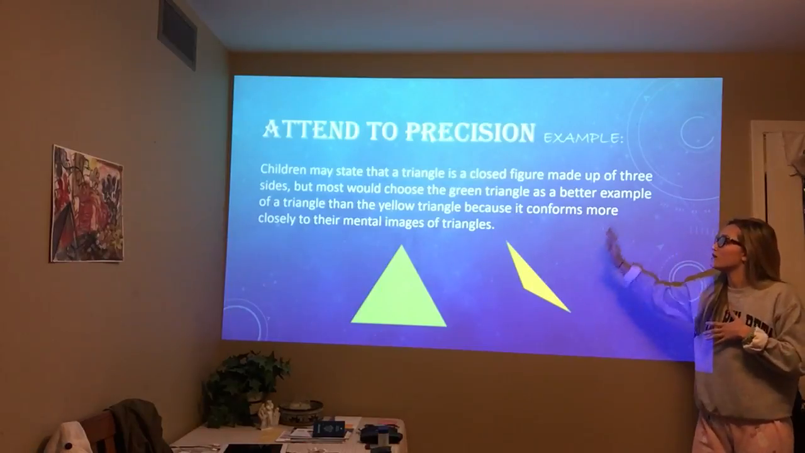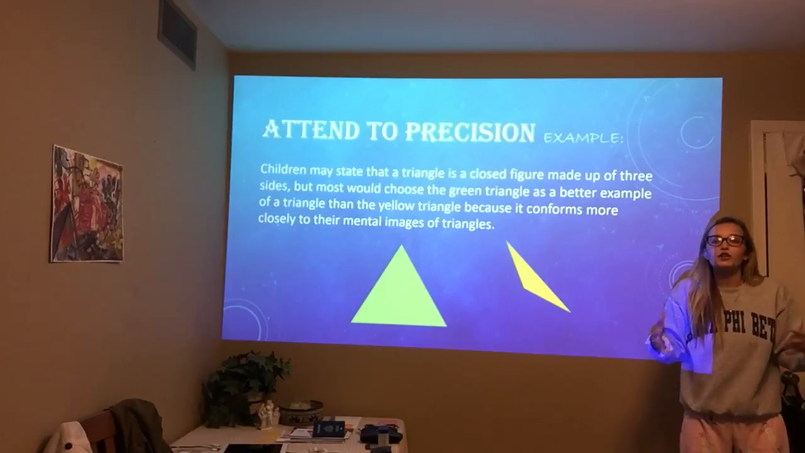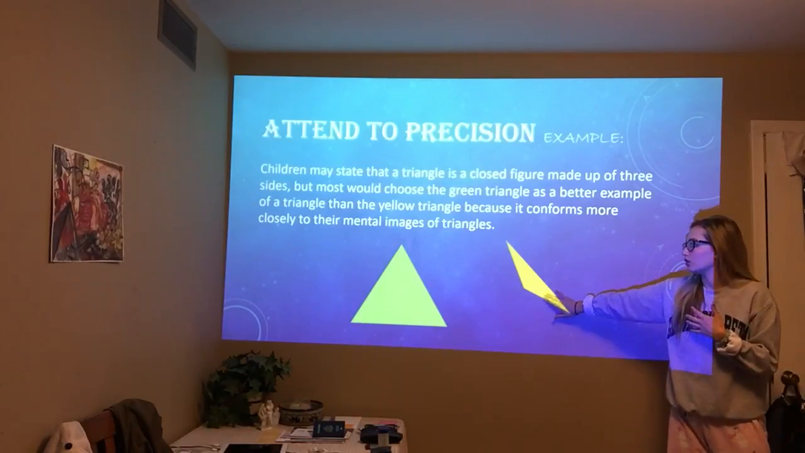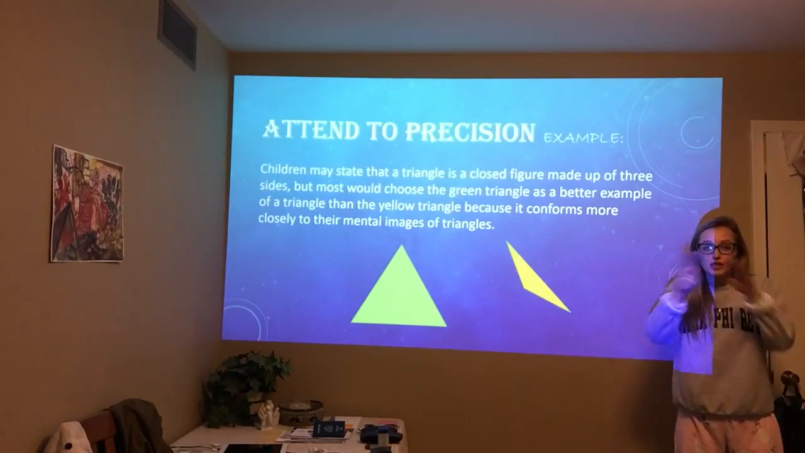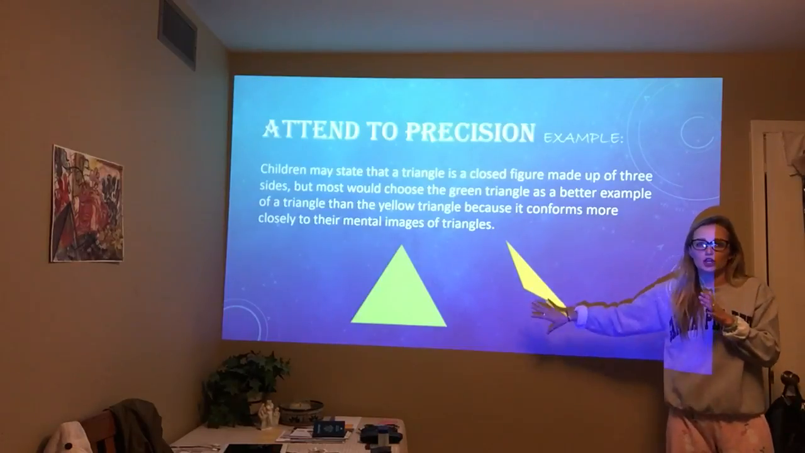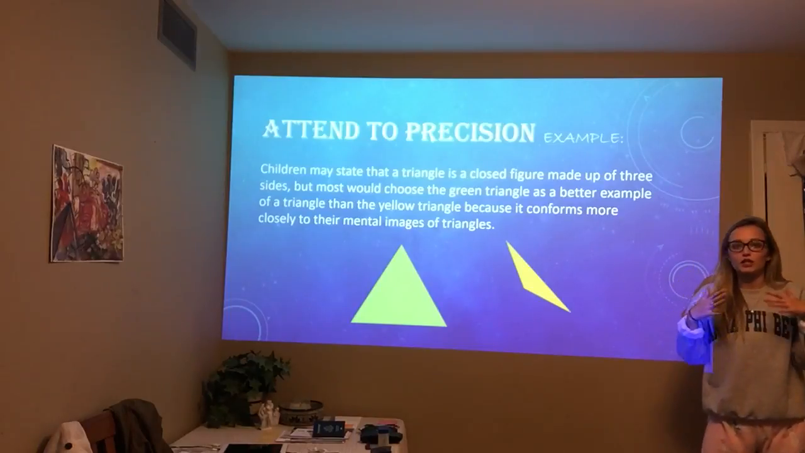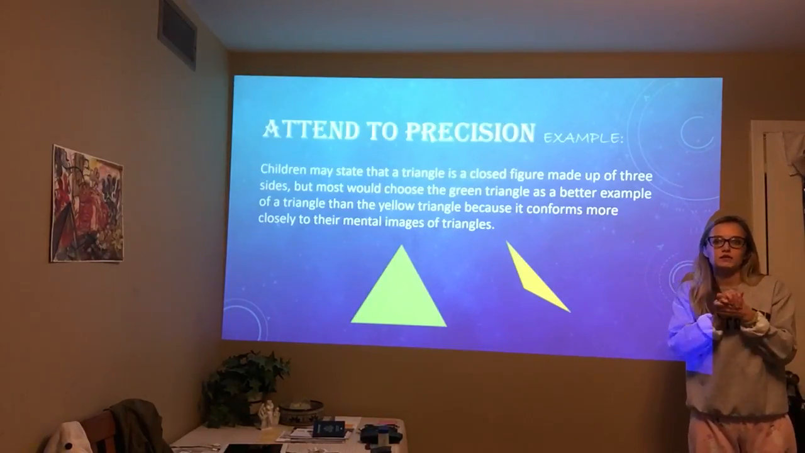A big part of attending to precision, and especially in this example, is having other students explain to other students how this is still a triangle. Because they may understand that three sides connected means that it's a triangle, but they may not view this as a triangle. And so having another student doing a turn and talk, or having another student explain why that is still a triangle, will help them learn cognitively.